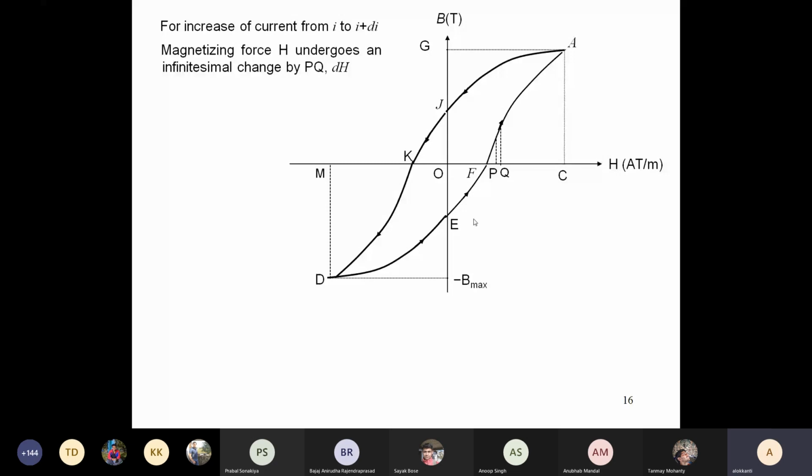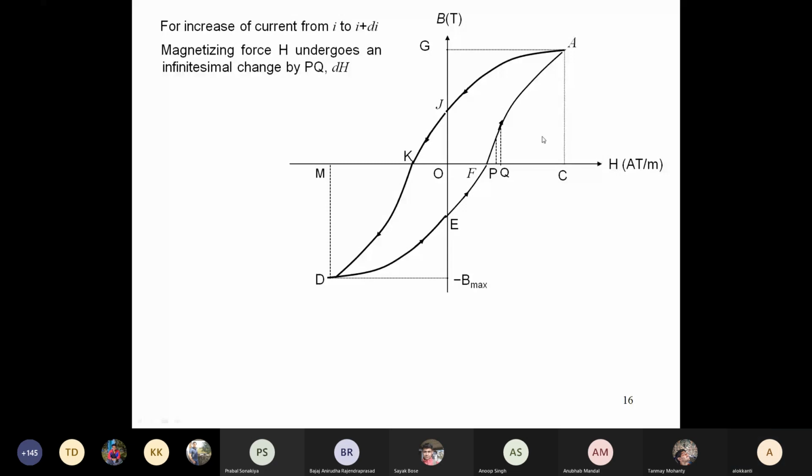So at P, suppose the current was I, and now if I increase the current to I plus dI, there is a certain increase in H, by dH. So PQ is basically the dH. As current increases from I to I plus dI, your H increases by dH. And if H increases, what happens?